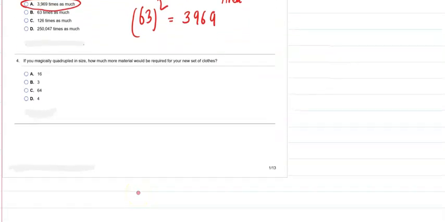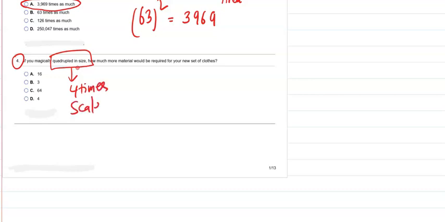Question number 4. If you magically quadruple in size, so quadruple means everything, your size is going to increase by 4. Length, height, width, everything increases by 4. Quadruple means increases by 4 times. Here the scale factor is 4. So the question is, how much material would be required for your new set of clothes? I'm looking for the area of the clothes that we need for you when your size is quadrupled.